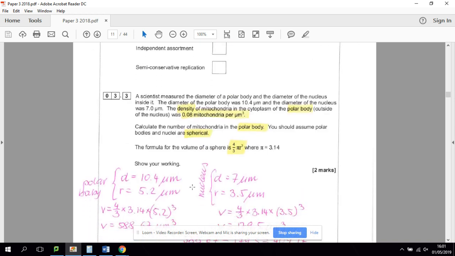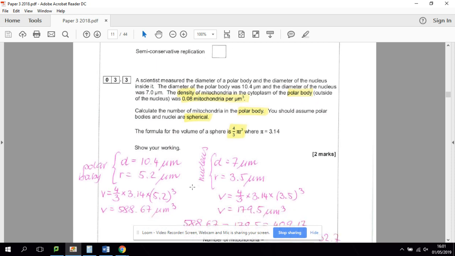Then we've got the question: a scientist measured the diameter of the polar body and the diameter of the nucleus, and the diameter was this, and the diameter of the nucleus was that. And the density of the mitochondria in the cytoplasm of the polar body was 0.08 mitochondria. They're asking you to calculate the number of mitochondria in the polar body, and you need to assume that they are spheres. They've given you the equation for the volume of a sphere. They don't have to, because that's one of the equations that you need to know.